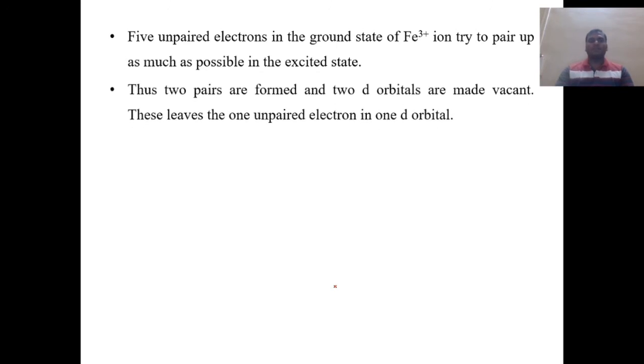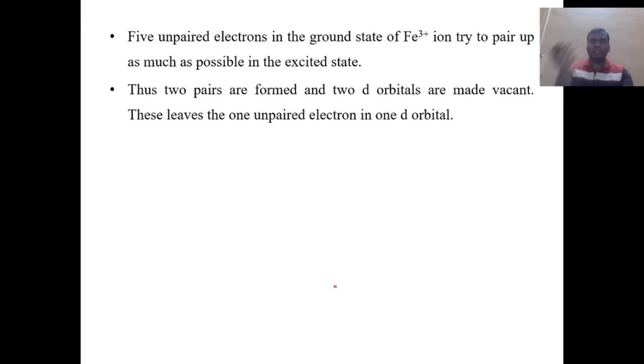So now the pairing takes place. Two pairs are formed and two d orbitals are made vacant. This leaves one unpaired electron in one d orbital. So a total of 5 electrons are present, one in each orbital of the subshell.